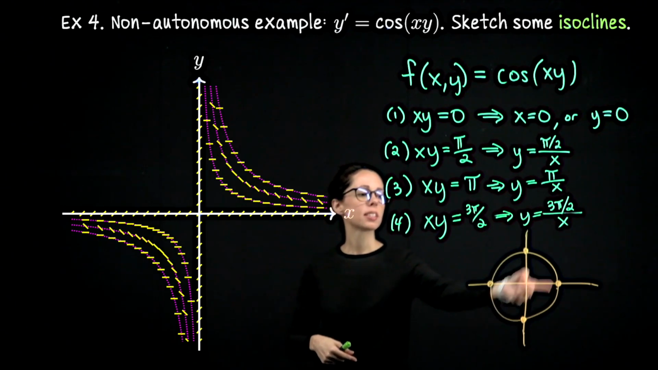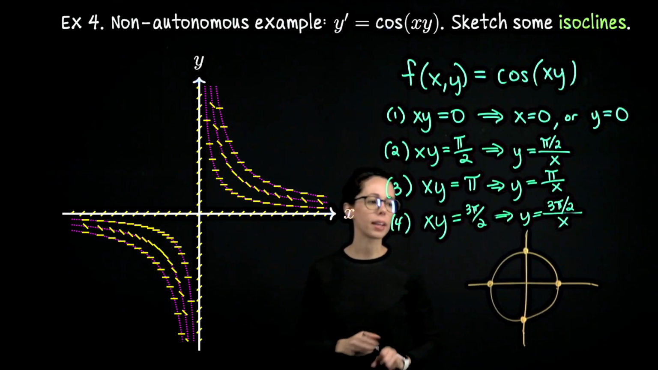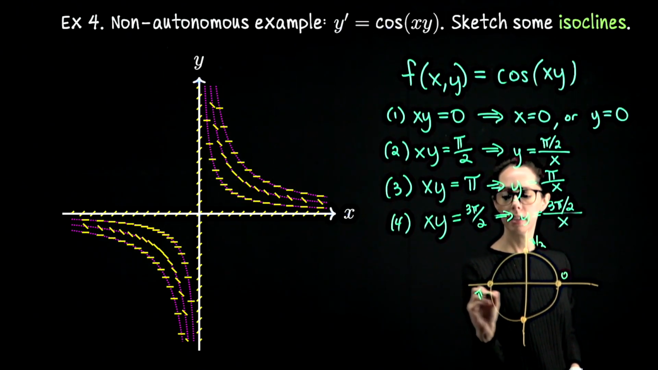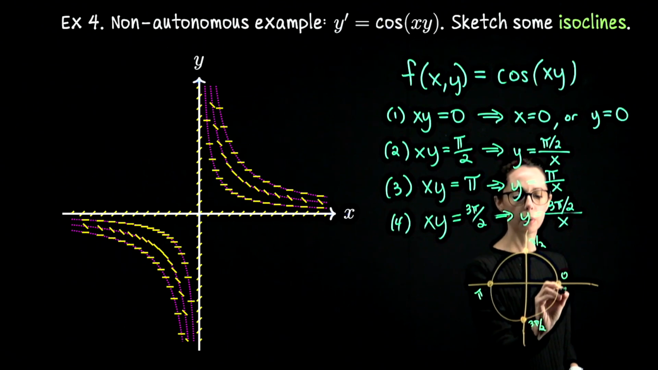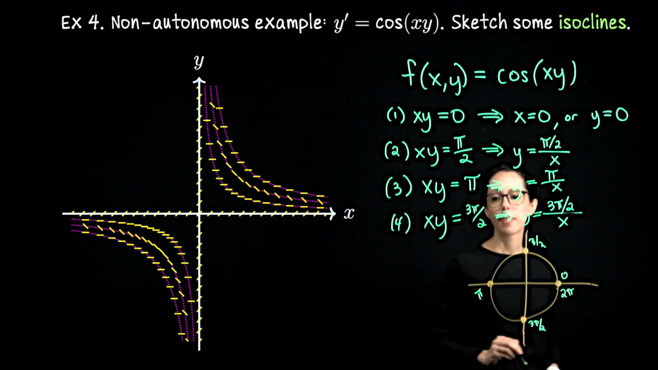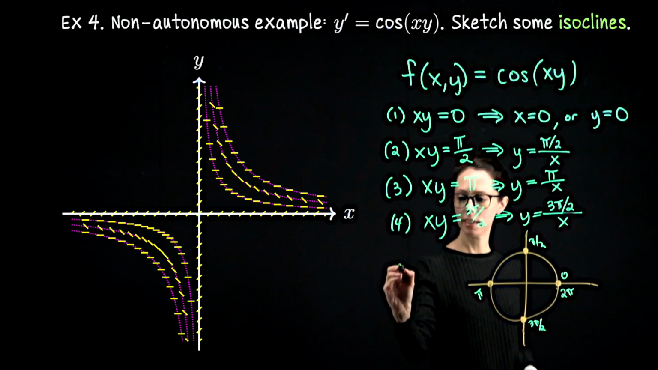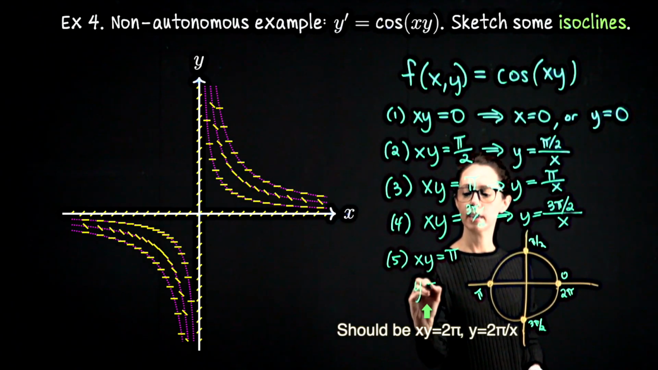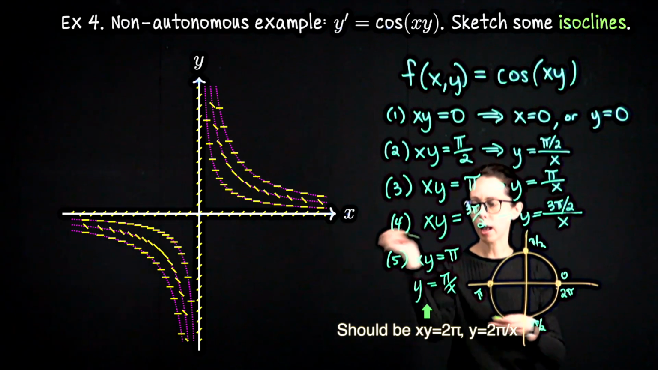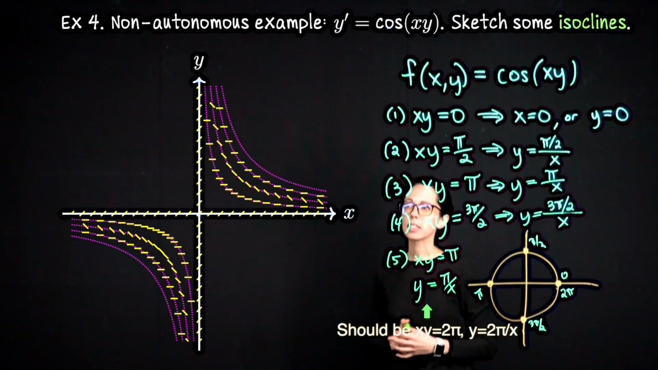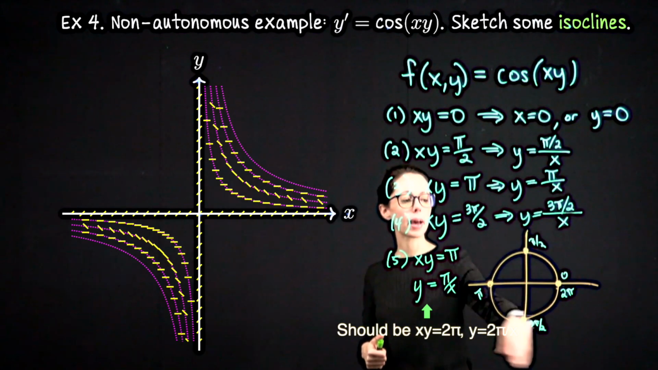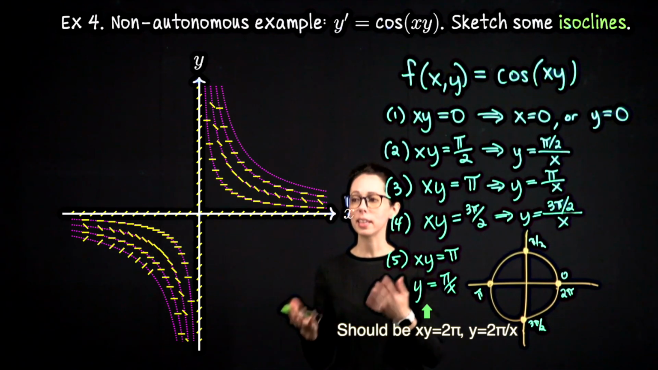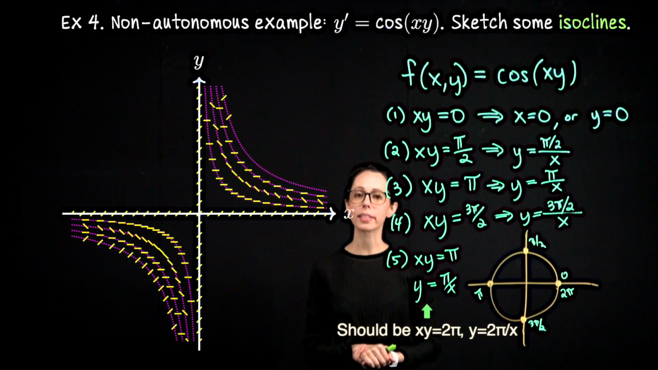And then let's finish this counterclockwise rotation around at 2 pi. So we started at 0, then I did pi over 2, then pi, then 3 pi over 2, and now we're back to 2 pi. That's going to be, if I can fit it here, xy equals 2 pi means y is 2 pi over x. Okay, so I'll add that to the picture. And now we've cycled all the way back around to a place where the cosine of x times y is 1. So again, to these isoclines, we'll associate little line segments which have slope 1.